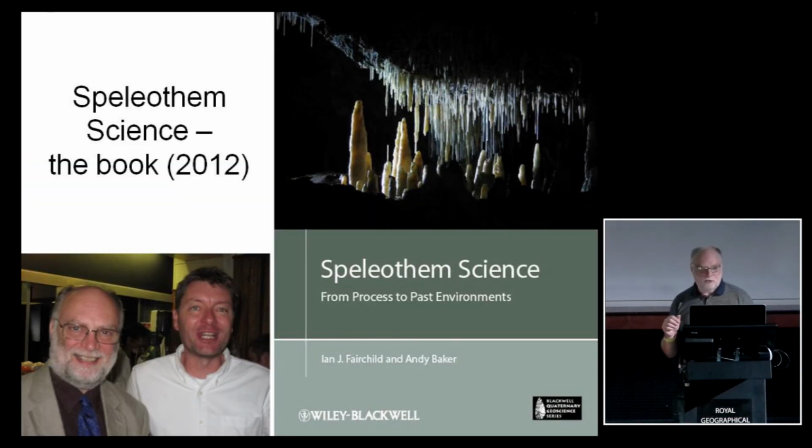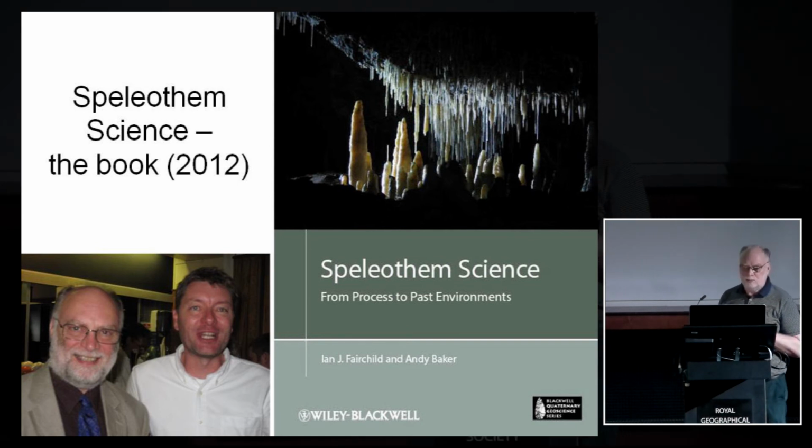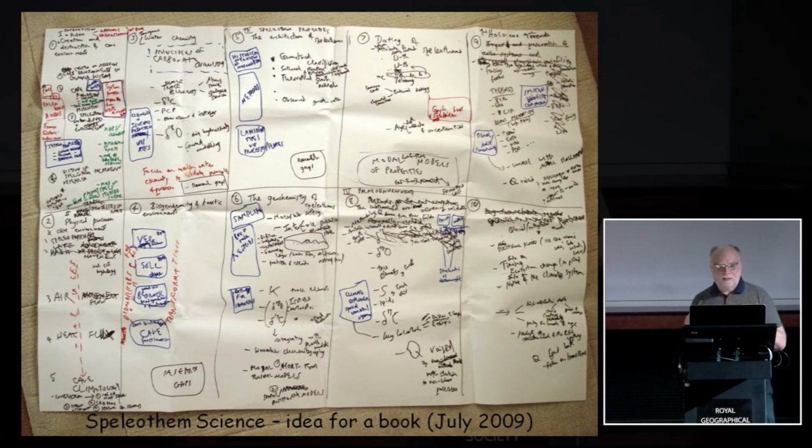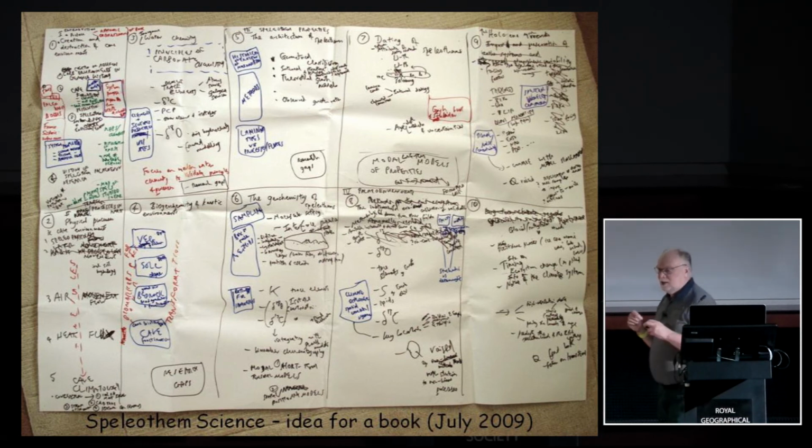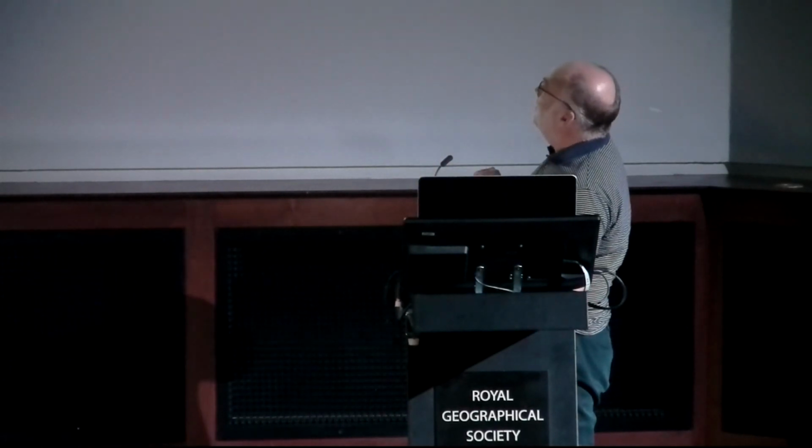So Speleothem Science was our book. It was nice and polished by the end. This is how it started: 10 chapters of scribble. In the end, we had actually 12 chapters, because we realized there were some quite important things that control speleothems that we hadn't included. So, as I say, the first 10 pages, great stuff, worth looking at.